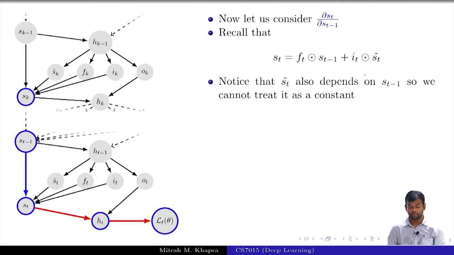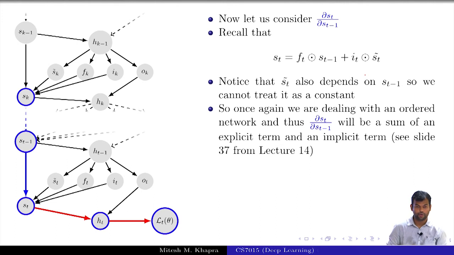Okay, fine. So the S tilde T also depends on ST-1, so we cannot treat it as a constant. So once again, this derivative is going to contain an explicit term and an implicit term. Now I'm going to make a worst case assumption. I'm making this assumption that actually the implicit term vanishes. Notice that this is not favorable to me. I'm trying to prove that the gradient does not vanish. The gradient is a sum of two terms. I am saying, let the worst case be that one of these terms vanishes. So this is not a favorable assumption, this is an unfavorable assumption which I am making. So I am making the assumption that the implicit term vanishes.